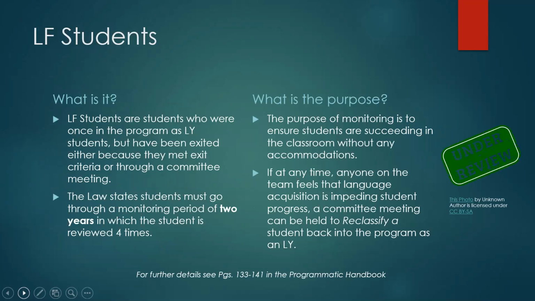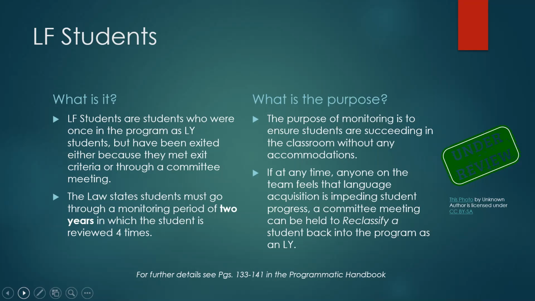So what is LF? LF students are students who exited the program because they either met ACCESS criteria or because they were exited through a committee meeting. The law states that students must go through a monitoring period for 2 years in which the student is reviewed 4 times.